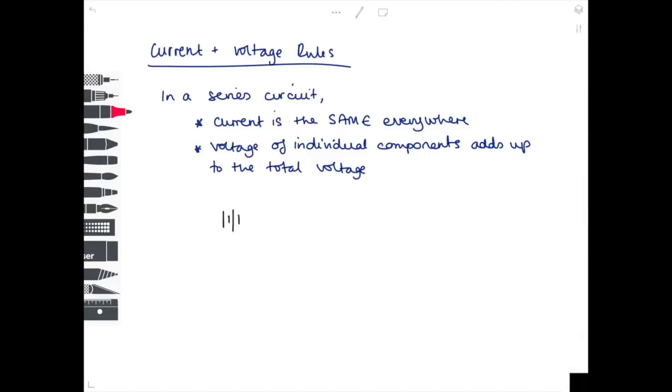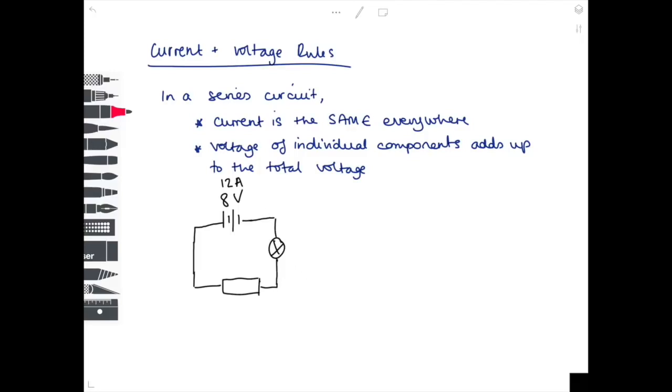So I'm drawing a battery here, which, let's say, has 8 volts across it. Then we've got a light bulb here, a regular resistor here, and I'm just going to complete the circuit. So if I tell you that the current here is 12 amps, because I've said that the current is the same everywhere, it doesn't matter if an ammeter got added here, here, or here. All those readings would be 12 amps.